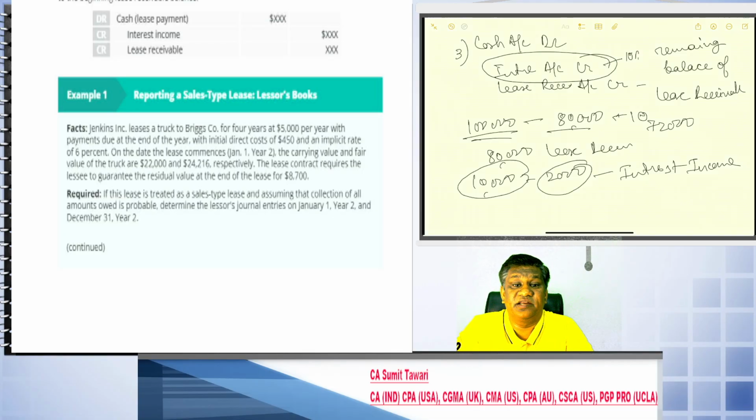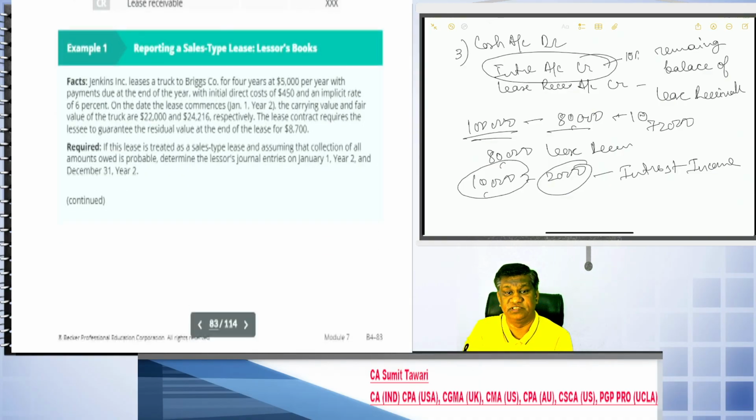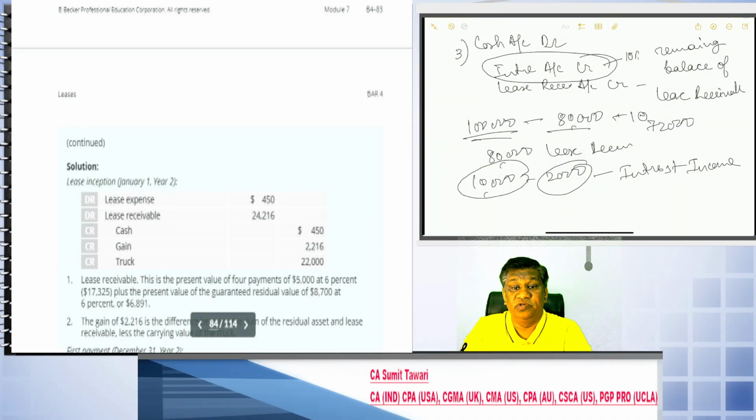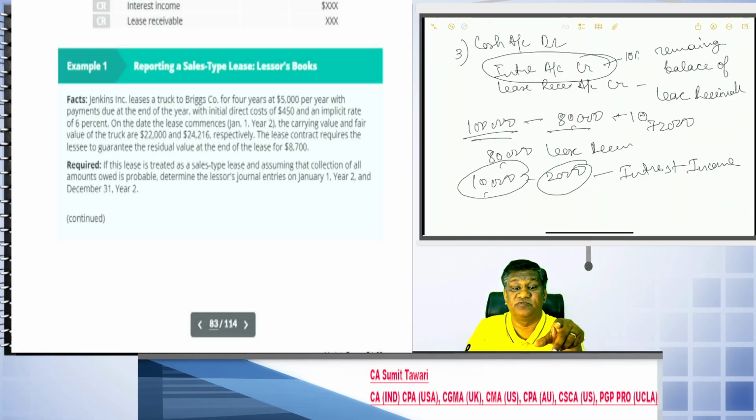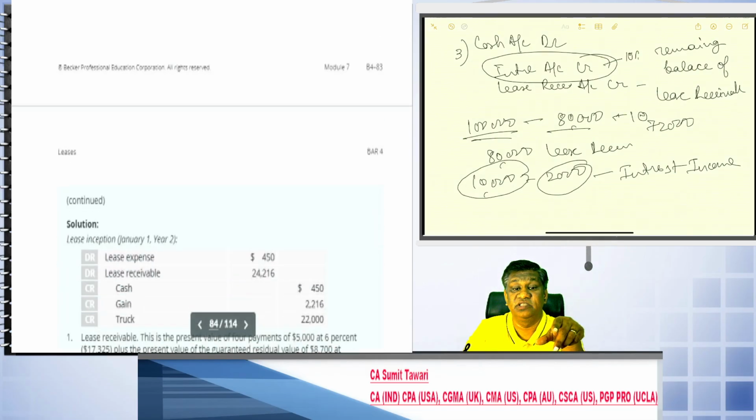The lease contract requires the lessee to guarantee a residual value of 8,700 at the end. If the lease is treated as a sales type lease, and assuming collection of all amounts owed is probable, determine the lessor's journal entry. See, we will see. Lease expense 450, which is the initial cost, and the lease receivable is 24,216, the fair value of the lease. That's why I consider this. And the cash is 450, since this is an expense.